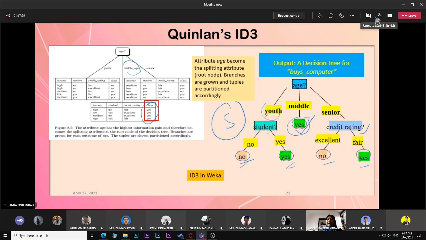So, the next question. Will everything turn out like that? What do you think? The next question. Do you think that all data will be like that? Meaning that every data will belong to the same class. What do you think?